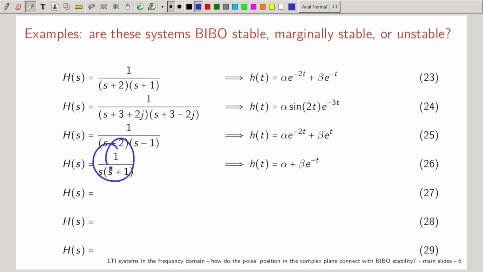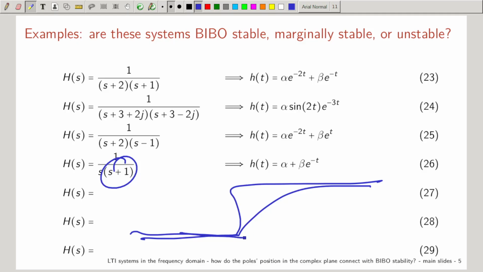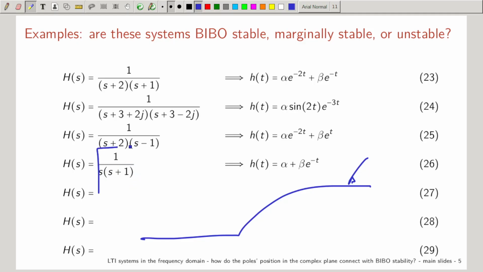How does this one look like? True? You see it? It's a bit dramatic. This one is a step plus or minus an exponential. Okay? Together? Do you see it, people? This one is not BIBO stable. Which bounded input leads to an unbounded output? Step. True?